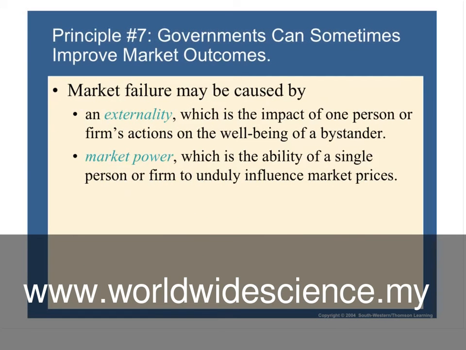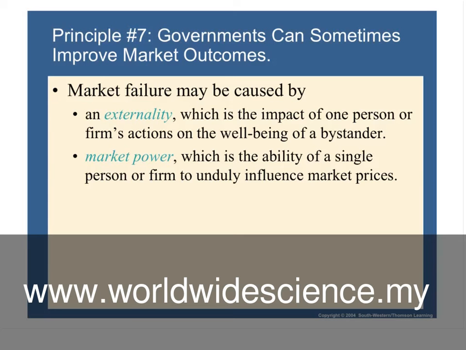so market failure, we just discussed it, could happen for two major reasons. An externality, which is an impact of one person or firm's action on the well-being of a bystander, or market power, which is the ability of a single person or firm to unduly influence market prices. So market failures happen because of each of these.